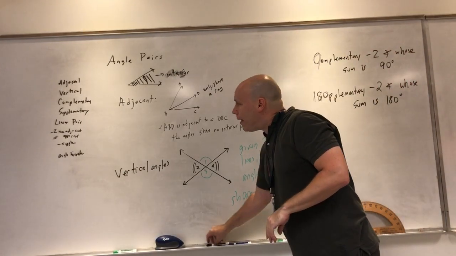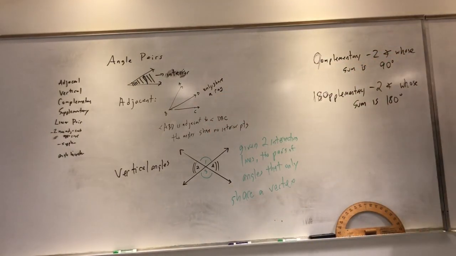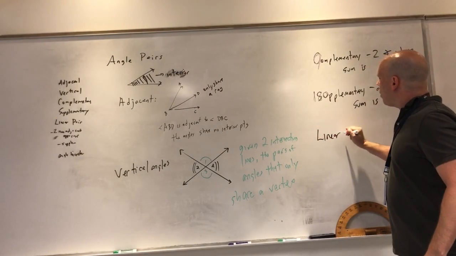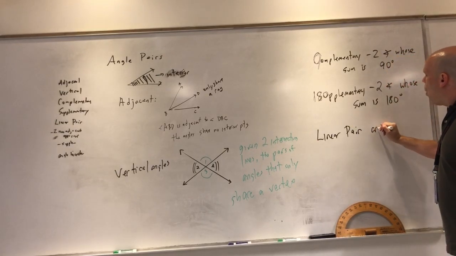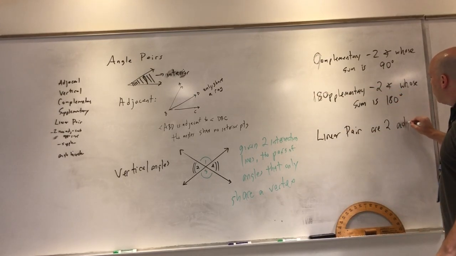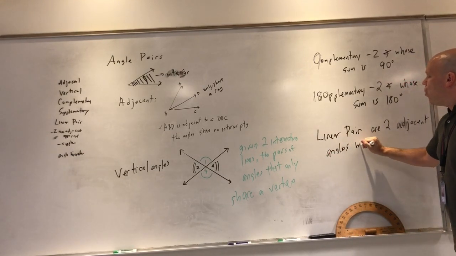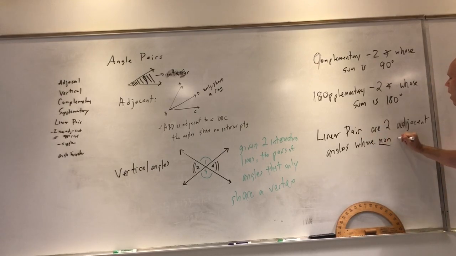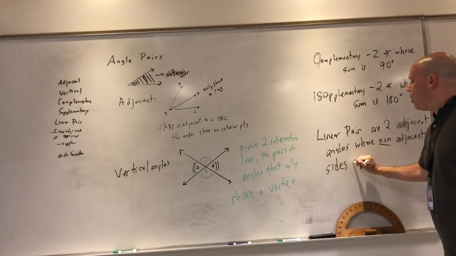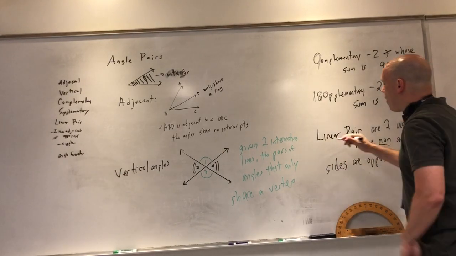A linear pair. What is a linear pair? A linear pair is two adjacent angles whose non-adjacent sides are opposite rays. Sorry, this is angles. Sorry about that.